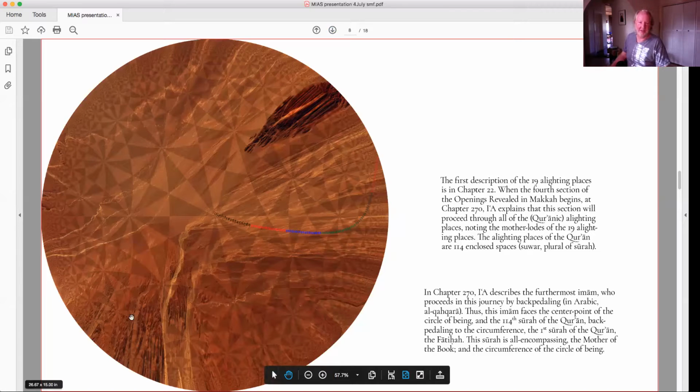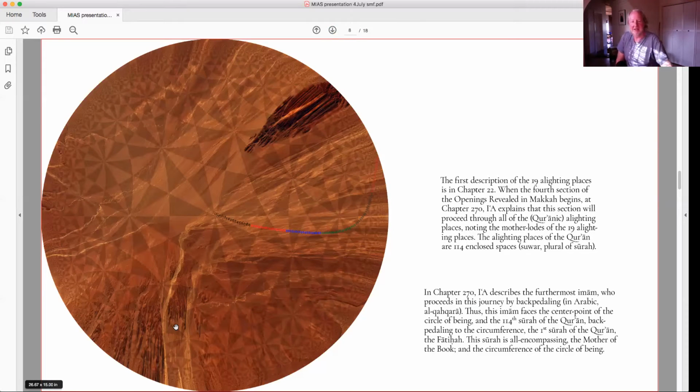So let me put this up here if I could. Okay, good. So this circle here, we can see this circle as the circle of reality. There's a point in the middle, a center point, and there's a circumference around that surrounds and encompasses and embraces. And these 19 alighting places move through the circle of reality and through the circle of the Qur'an, or of all of the revealed books. So all revealed books, he'll tell us, are this circle, and you move through them a certain way, and you meet things as you go along them in a certain way.